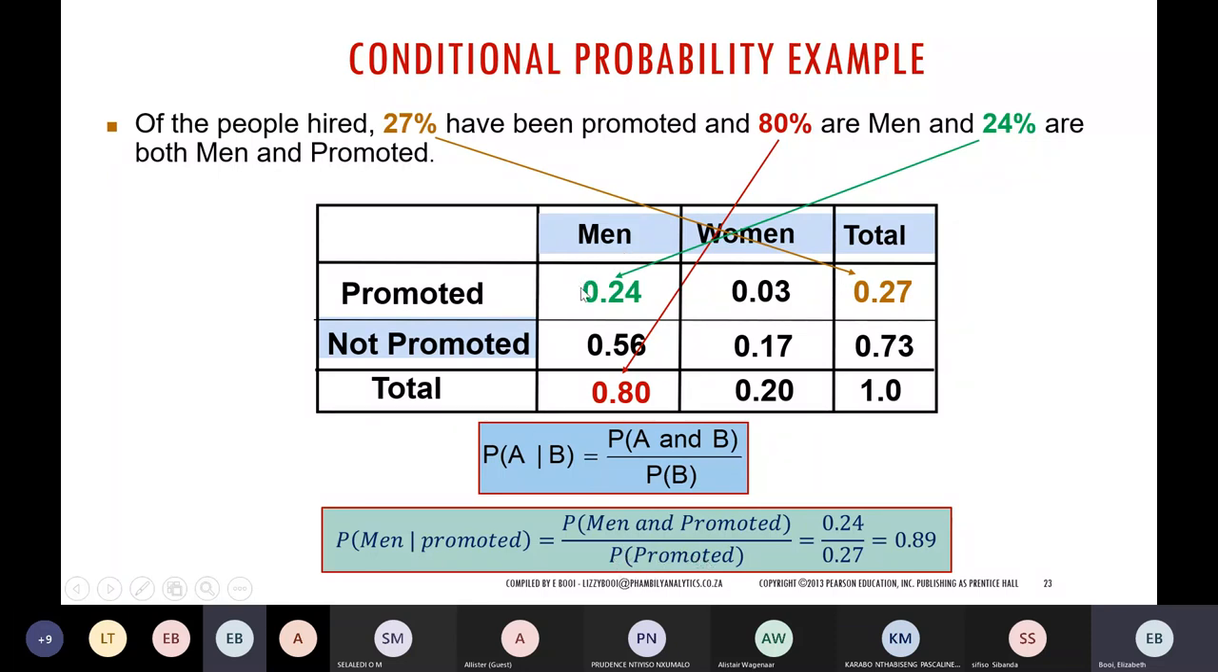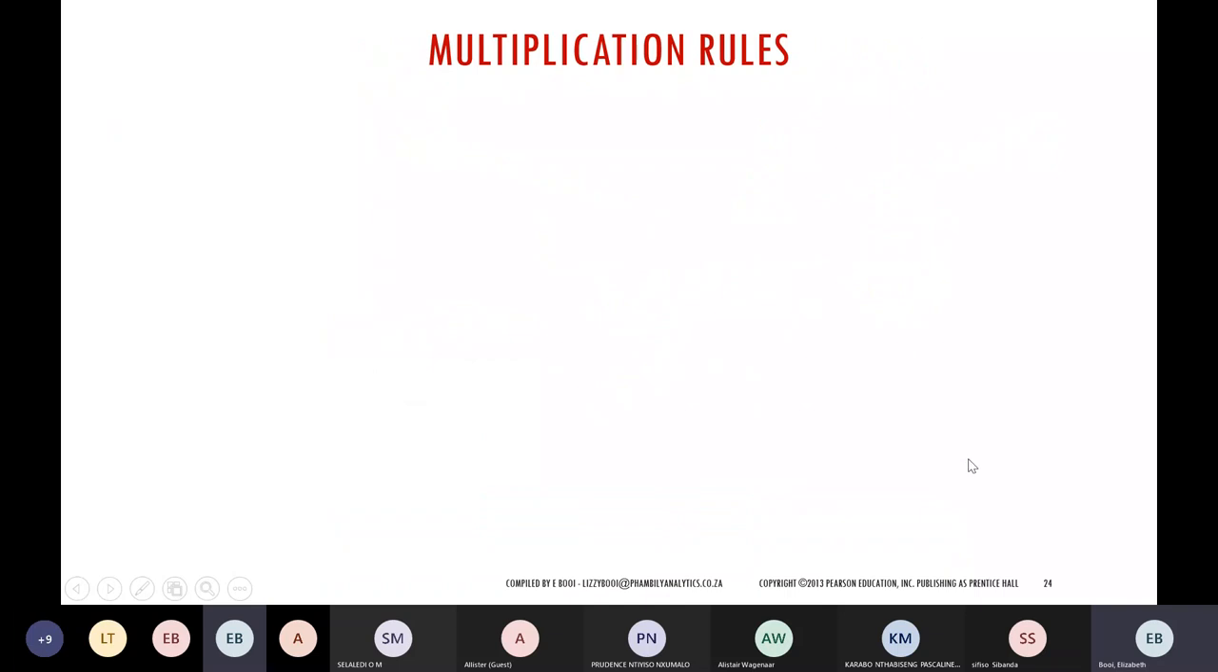So we're going to take the probability of men and promoted, which is 0.24, divided by the probability of promoted, which is 0.27, and divide the two. And then we get 0.89. And that is conditional probability, and you can calculate the other conditional probabilities in the same way.